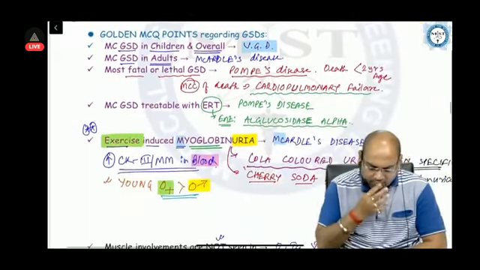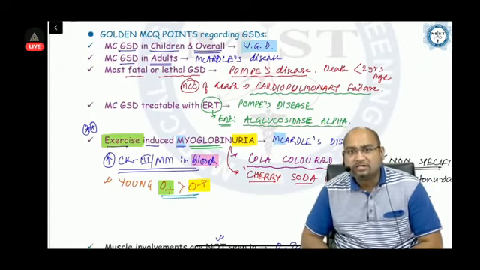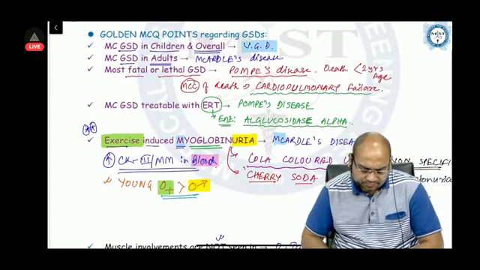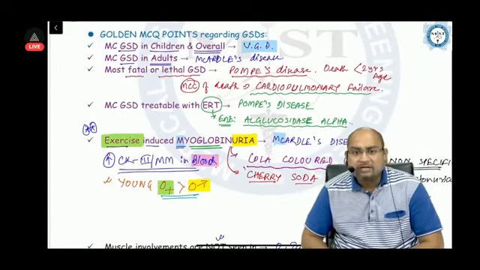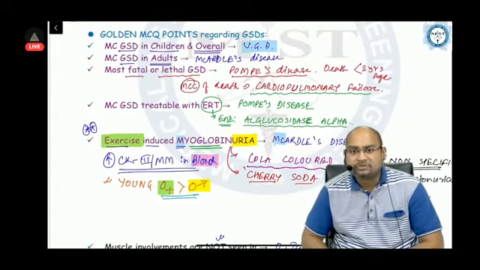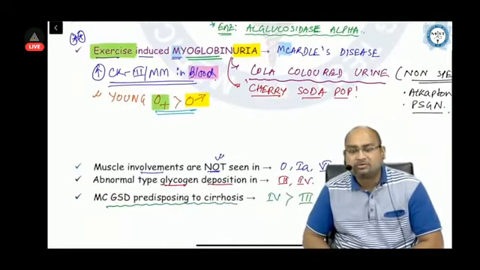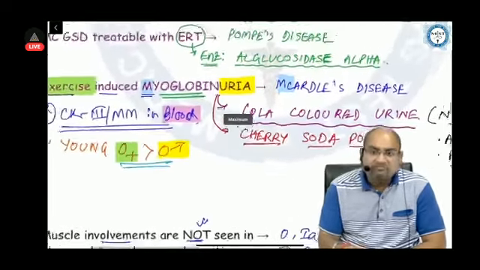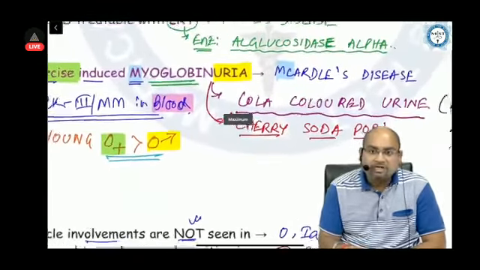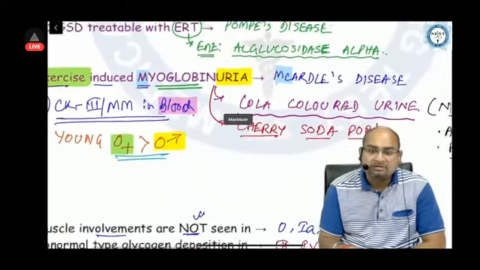One-liner questions: the most common overall and in children is Von Gierke's disease. In adults, McArdle's disease is the most common. Please remember, a very important question that has been asked multiple times: exercise induced myoglobinuria is seen in McArdle. Myoglobinuria, M for M. We have McArdle's disease, myoglobinuria.